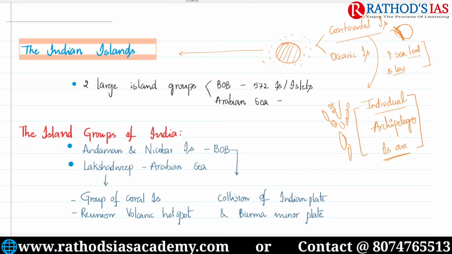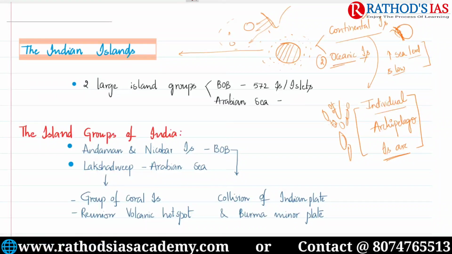The second group of islands is oceanic islands. That means in the ocean we can see small islands. They are normally isolated islands. If you see the distance from the mainland where they are located, it will be thousands of miles between the island and the coast of the mainland.